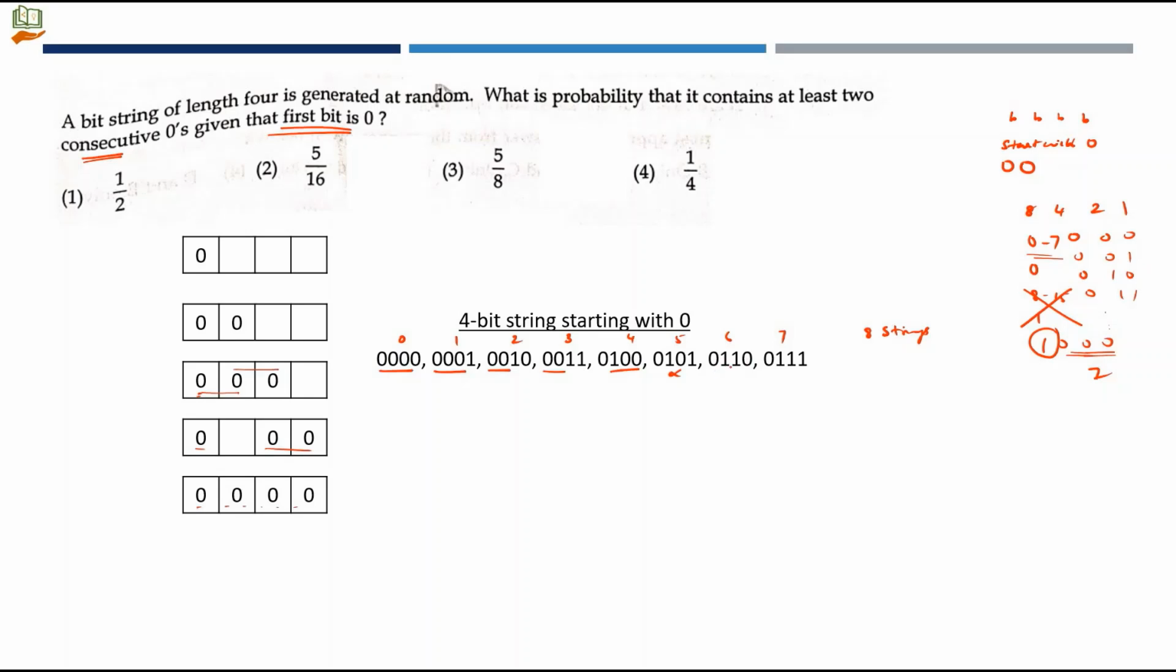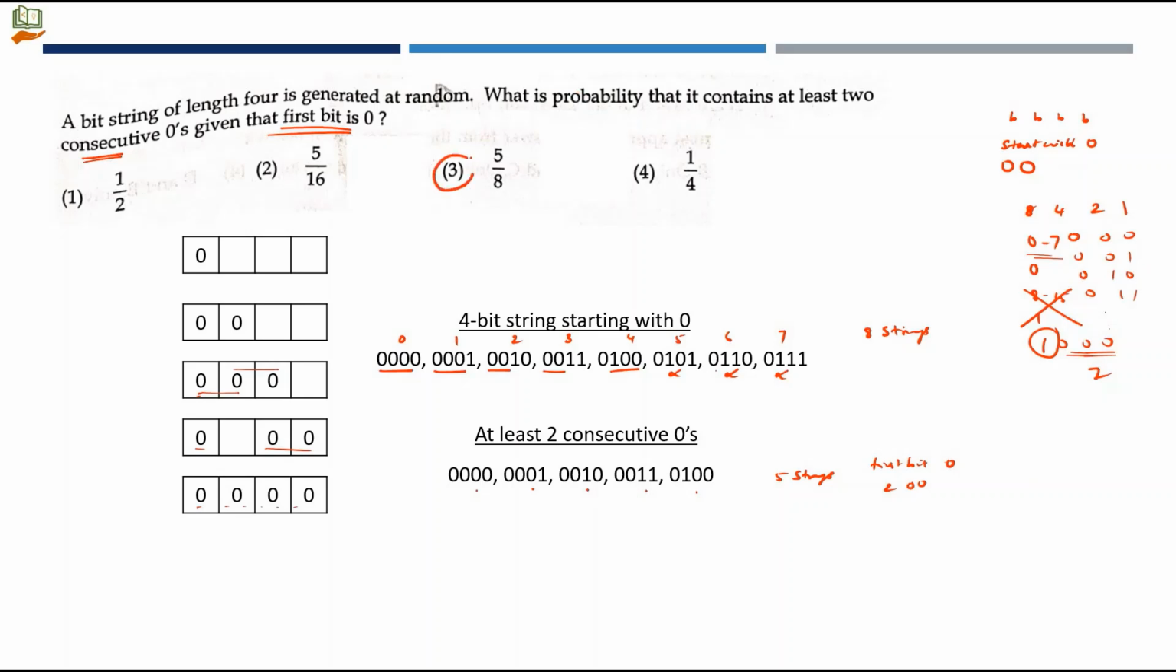Here you have 2 zeros in 6, but they are not consecutively placed. So we will remove even that. Then we have only the first bit as 0 in 7. The rest of the bits are 1. So this is also not going to be considered. How many have 2 consecutive zeros here? 1, 2, 3, 4, 5. 5 strings have first bit as 0 and 2 consecutive zeros. There are totally 8 strings present. How many strings satisfy these two conditions? 5 strings. So the probability will be option number 3, 5 by 8.